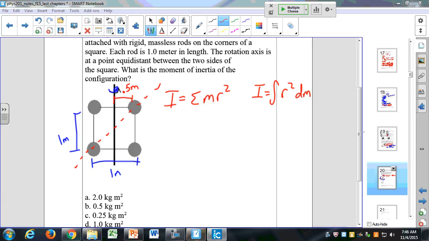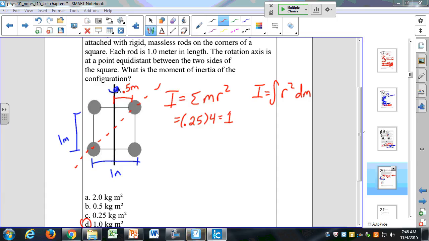So what you want to do is take the moment of inertia for this first particle, which is going to be 1 kilogram times 0.5 squared. That's a half squared, which is a quarter. So the moment of inertia for this will be 0.25. What will the moment of inertia for this object be? Also 0.25. It's 1 kilogram at a half a meter, 1 kilogram at a half a meter, 1 kilogram at a half a meter. So all of them have a moment of inertia of 0.25 kilogram meter squared. So the total moment of inertia will be 0.25 times 4, which is equal to 1. So D is the right answer.